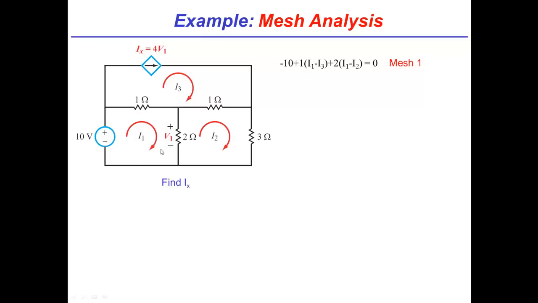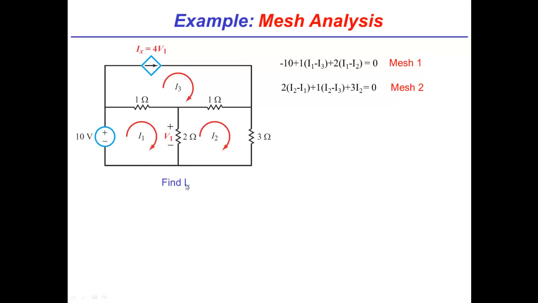So let's look at mesh 1. I'm going to start at the bottom left of mesh 1. I've got minus 10 volts coming through the source. And then I've got the voltage across the 1 ohm resistor. That's going to be I1 minus I3 times 1. And again, you see the loop I was actively dealing with is positive. The adjacent loop is negative. Plus 2 ohms times I1 minus I2. So it's minus 10 plus 1 times I1 minus I3 plus 2 times I1 minus I2 is equal to 0. And that's the KVL equation for mesh 1.